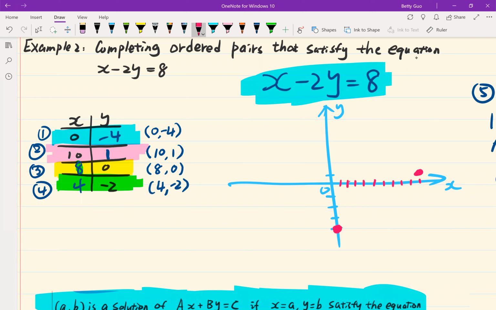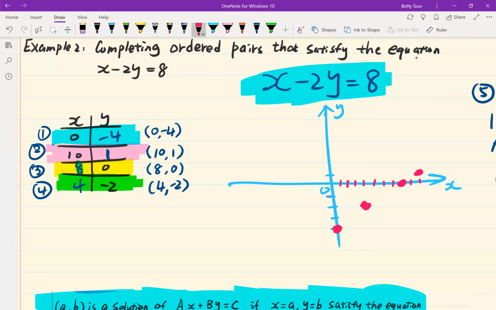Okay, 10 units to the right, 1 unit above. Number 3, 8, 0. It is on the x-axis. 8 units to the right on the x-axis. So 1, 2, 3, 4, 1, 2, 3, 4 is right here. That's 8, 0. Number 4, the last one, the green one, 4, negative 2. 4 units to the right, 2 units below. 4 units, 1, 2, 3, 4, 1, 2.